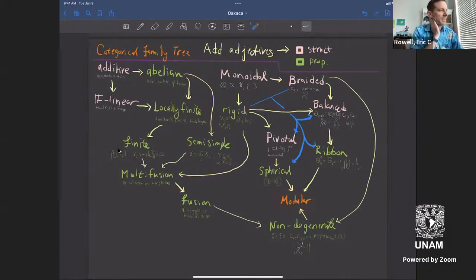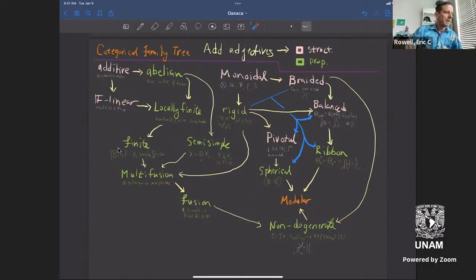Well, we start with just a basic category, and then as we go, we'll add some adjectives. Those adjectives will either correspond to some kind of structure, which means there are choices to be made. If the structure is possible, there may be many. And then there also can be properties, things that we require, but that's not a choice. It just pares down our collection.